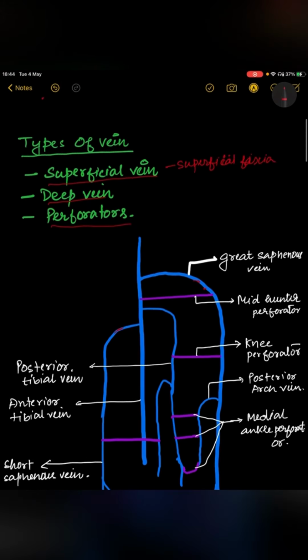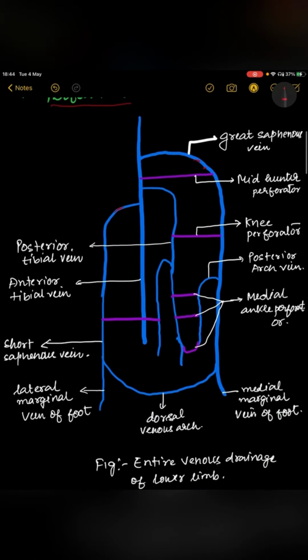Now let us look into the deep veins. What are the deep veins? Deep veins are the veins that lie deep within the deep fascia and are surrounded by bulky muscles. Those are the deep veins. What are those? The femoral vein, the popliteal vein, the anterior tibial vein, the posterior tibial vein and the peroneal vein. Let us find out the veins. This is our femoral vein that continues as the popliteal vein.